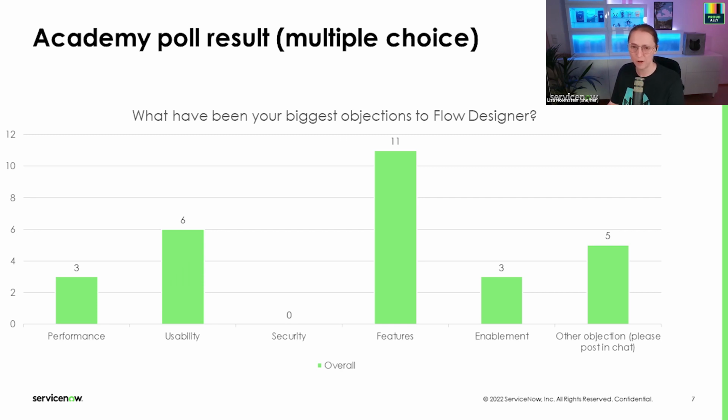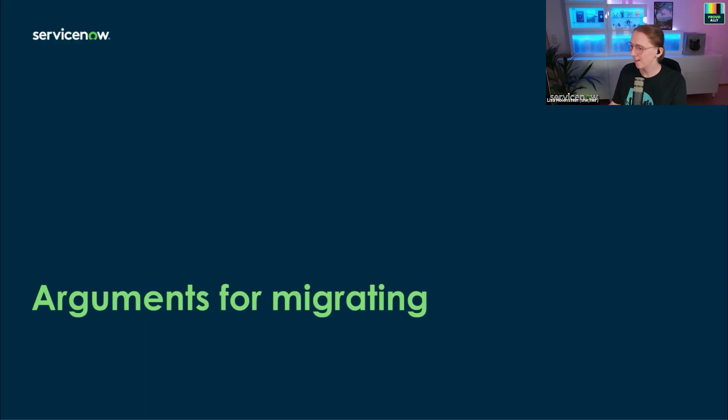And then second of all, what have been your biggest objections? We have some for performance, some for usability, most for features. I mean, that's going to improve with time. And then enablement. That's also what we're here for. And for the people who say other objections, let me see, what are your objections in chat? All right.